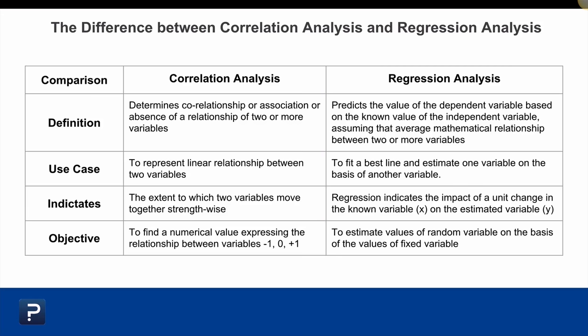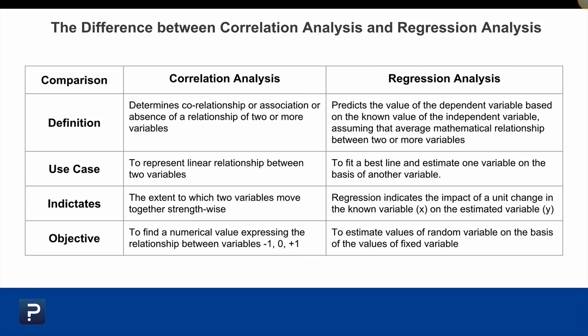For the use case, generally speaking, correlation analysis usually represents a linear relationship between two variables, and so when it graphs, it usually creates a line of some sort. With regression analysis, it is to find a best fit line and estimate one variable on the basis of another variable. So the variables are contingent upon each other with regression analysis.